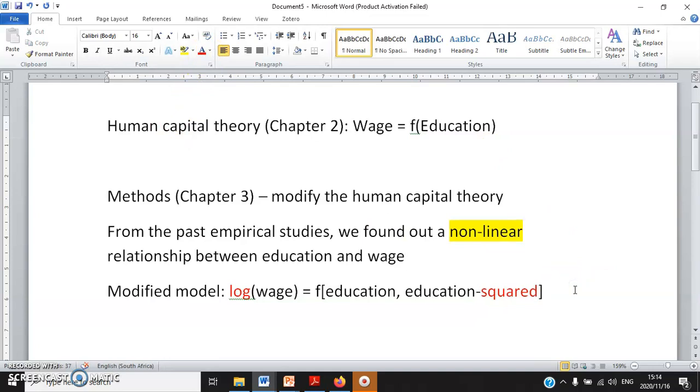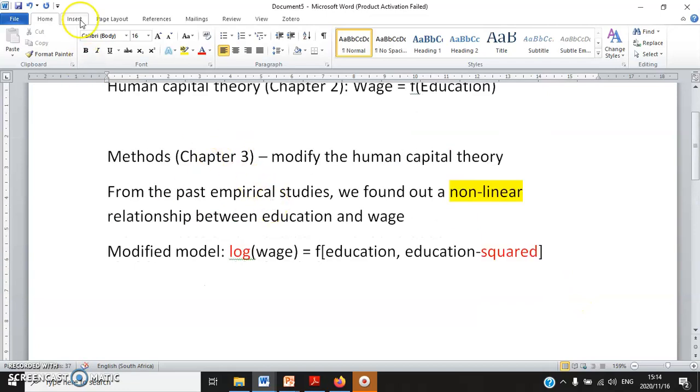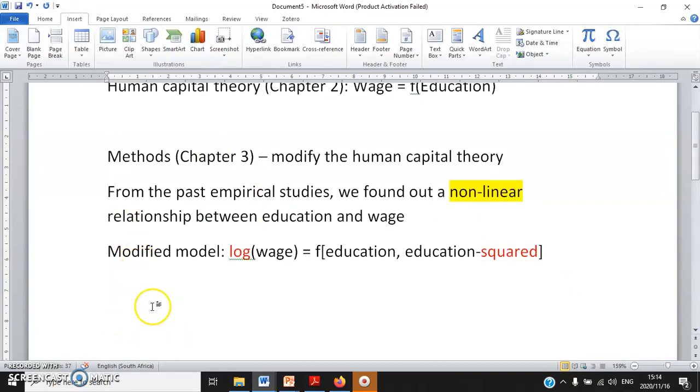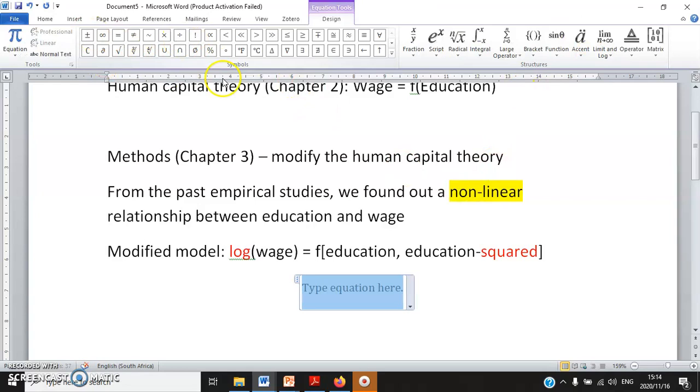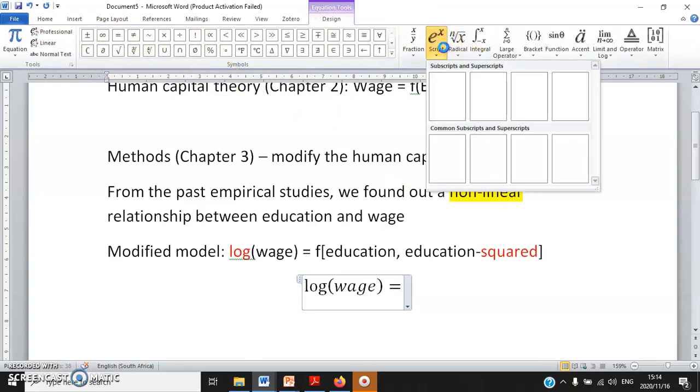but I have valid reasons actually. Okay, and then in case you really want to insert an equation, just to give you an idea how to insert equation. So on Microsoft Word, insert equation. So now I can type my equation, log of wage equal the script. I think we have to use this one.